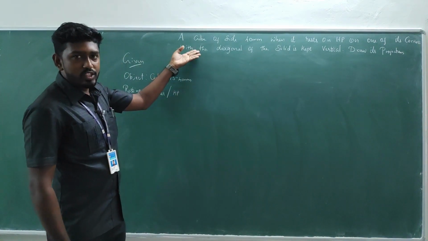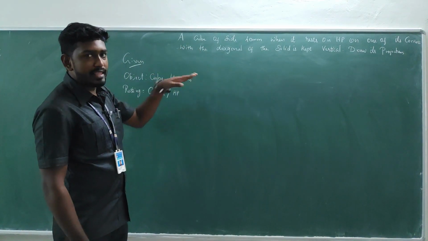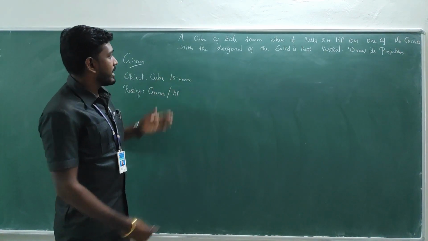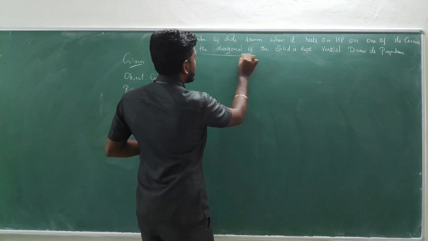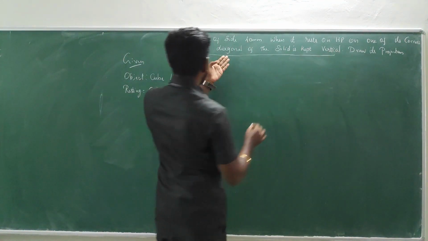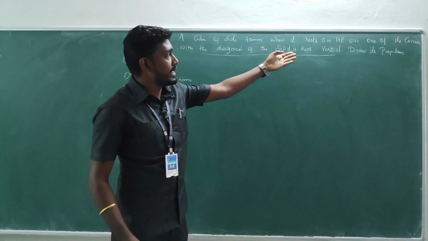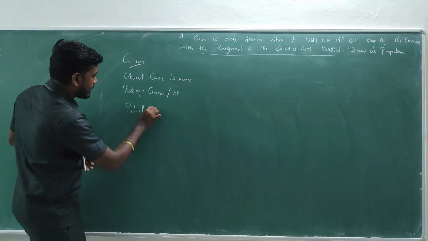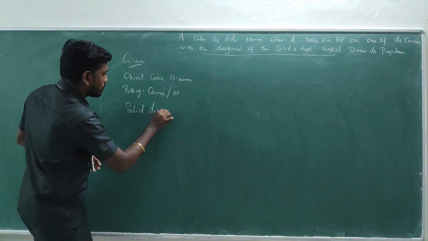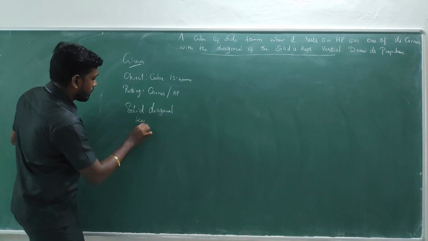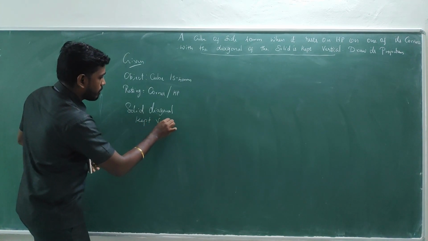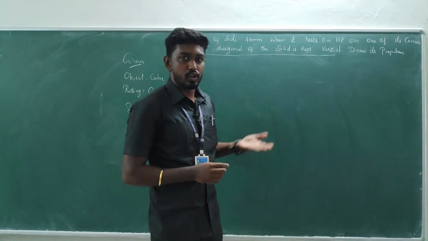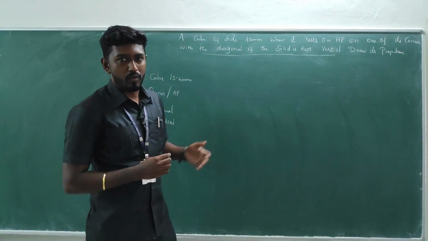Here in the general problem, we deal with the axis inclined to one of the principal planes, right? So here a new special condition is given, that is, the solid diagonal is kept vertical. So for that we need to take the observation of the front view and the top view.